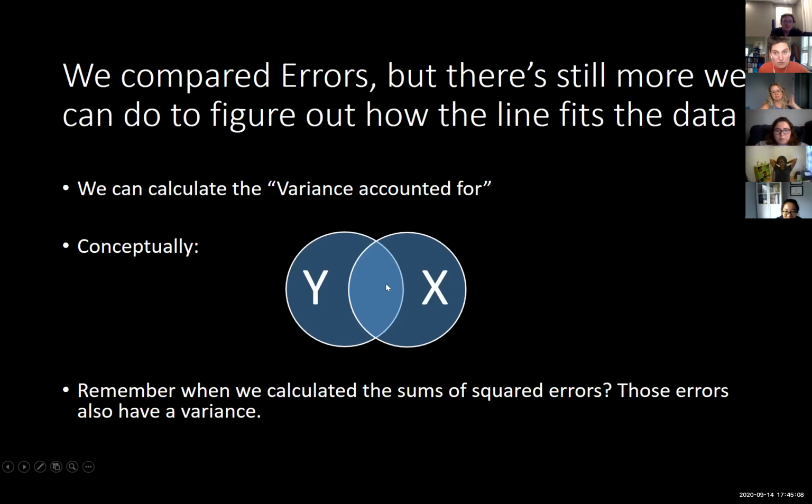Now, the other way that you can think about this is variance accounted for. So we can also calculate how much variance we've explained in Y by including X. And so thinking about it conceptually, it's like a Venn diagram where I have a Y and I have an X, and we're trying to figure out how much of the variability in Y overlaps with X. So remember, I promised you that we'd talk about those variances for the error terms. Now we're going to talk about the variances.